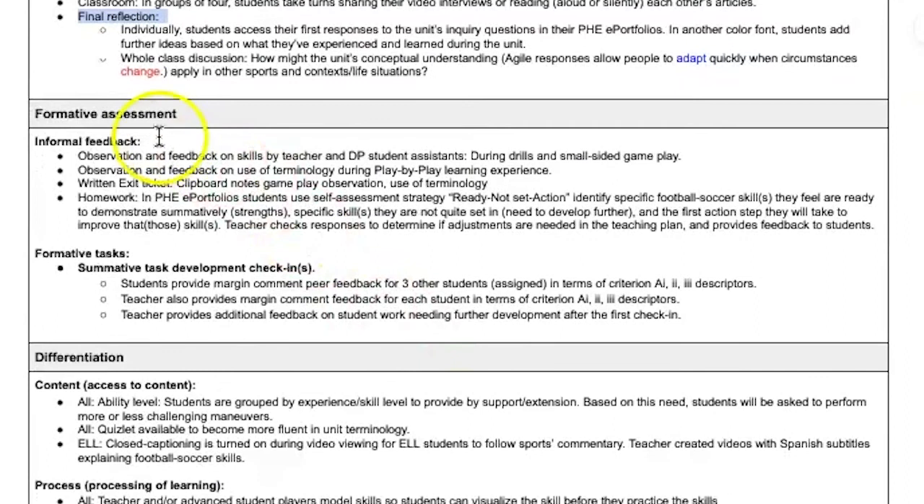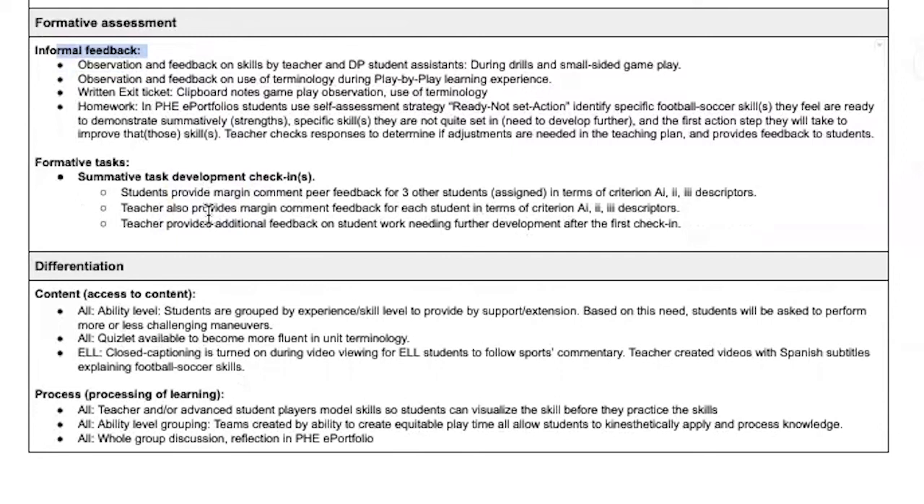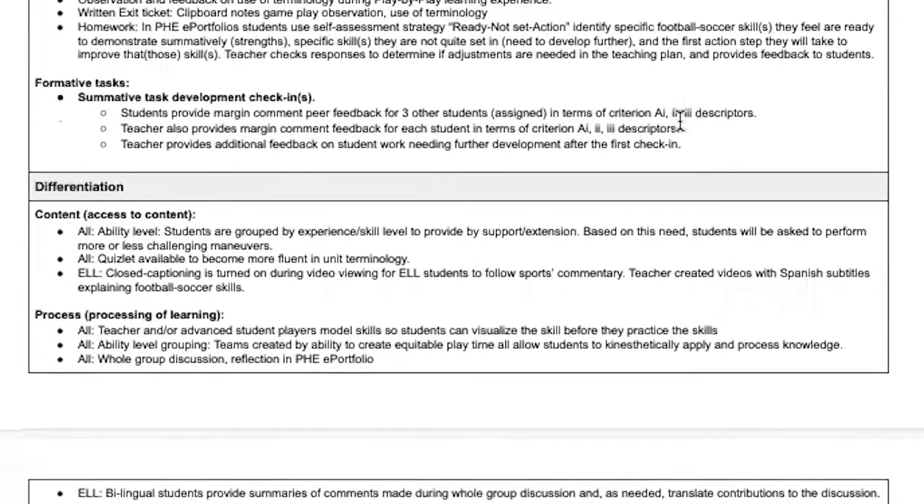Then we come to the formative assessment, and again, it's sometimes helpful to organize this into categories. Those informal feedback types of formative assessment that are given, and these are the ongoing, in-the-moment types of formative assessment. So it's giving the teacher information on how students are doing, but it's also providing informal feedback to students so that they know where they are in their progress.